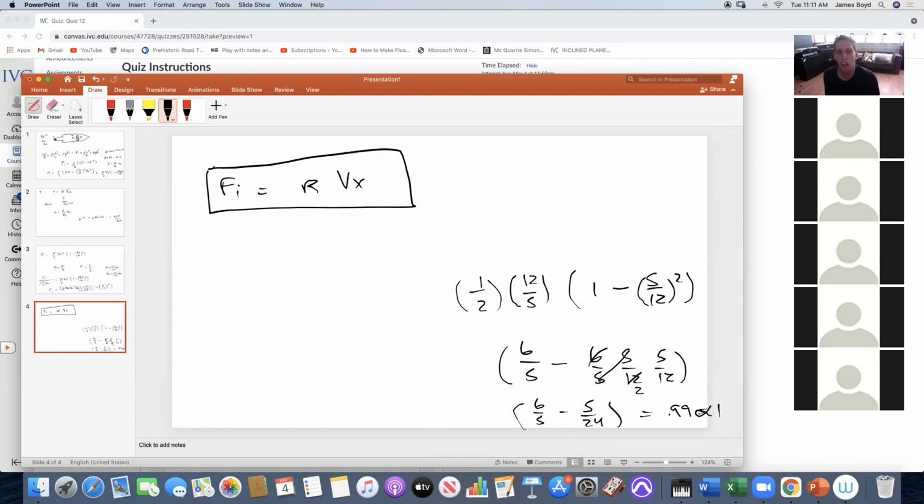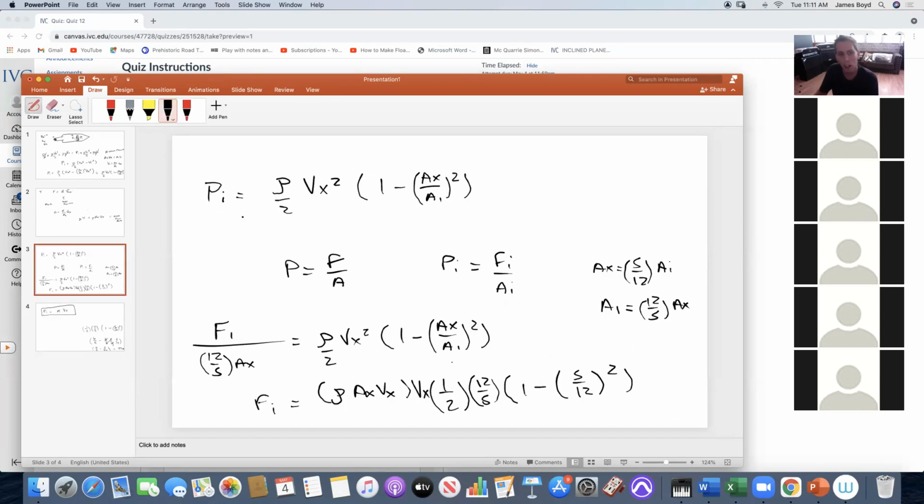Slide, please. Do you mind going back a slide really quick so I can see your work? So here we started off with this. P_I became F_I over A_I, but A_I, if I turn it into A_X, is related by this.